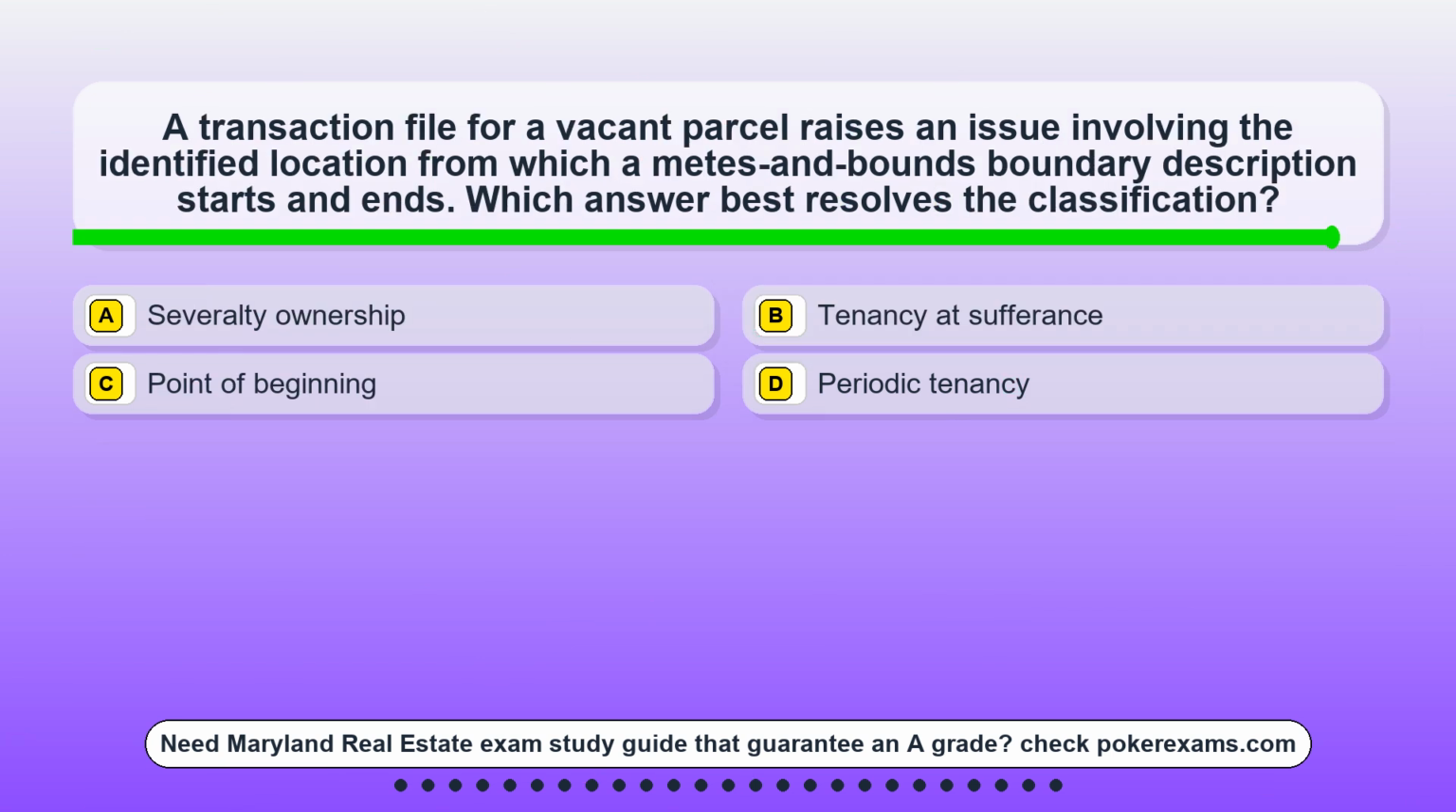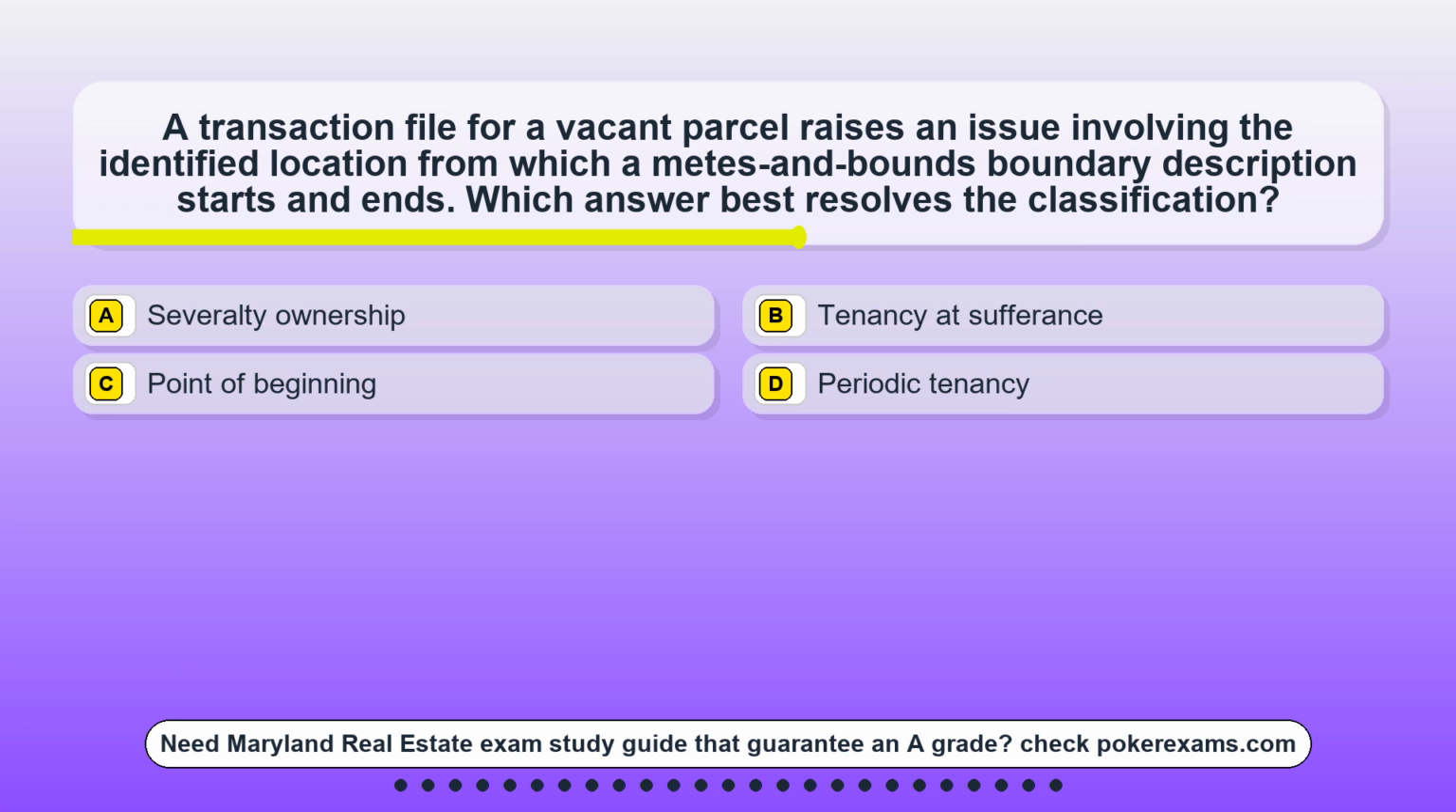Question 5. A transaction file for a vacant parcel raises an issue involving the identified location from which a metes-and-bounds boundary description starts and ends. Which answer best resolves the classification? Option A, severable ownership. Option B, tenancy at sufferance. Option C, point of beginning. Option D, periodic tenancy.